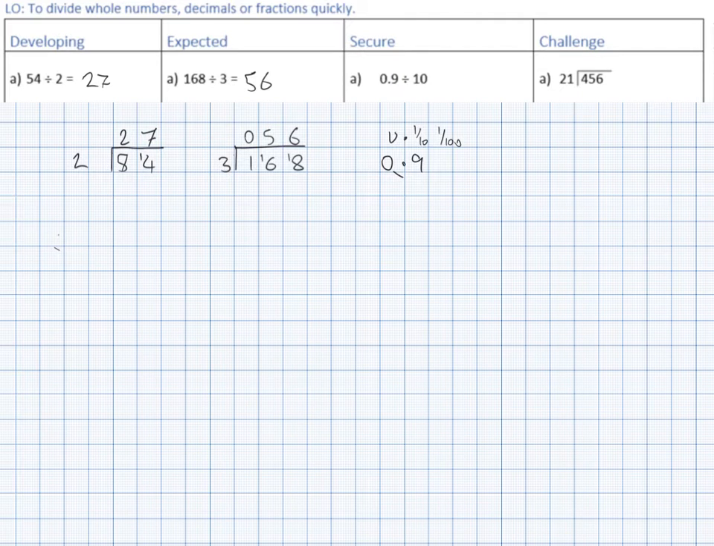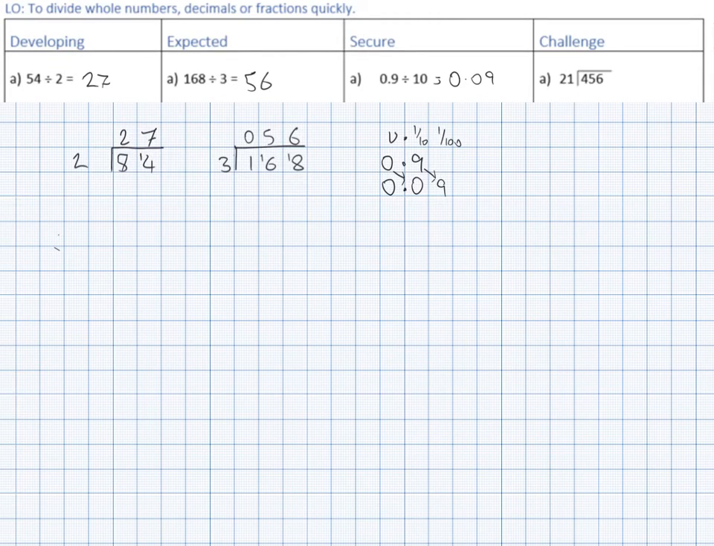So we move the 0 into the tenths column, we move the 9 from the tenths column into the hundredths column, and then we make sure we've still got a decimal point and we put a place value holder because it's important. 0.09.